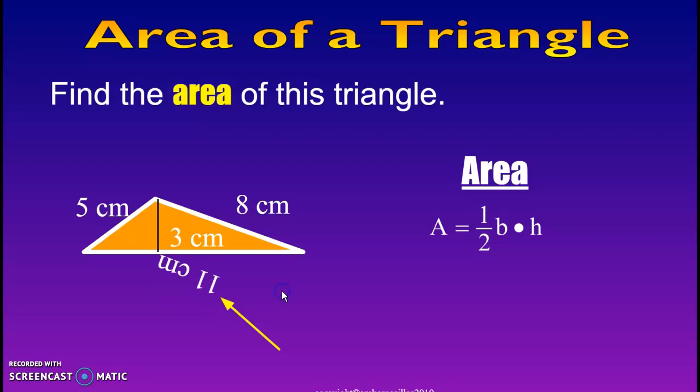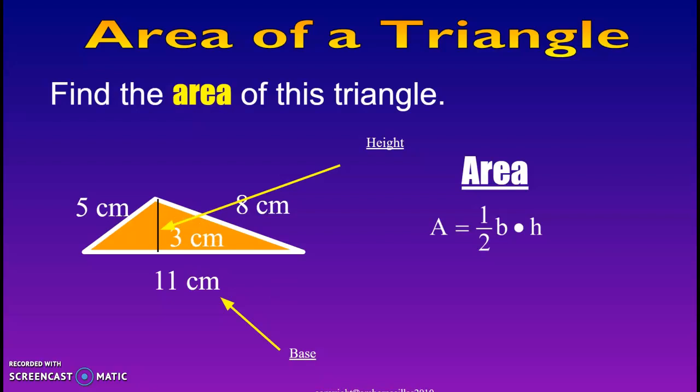11 centimeters represents the base of this triangle, but which one of these numbers represents the height? Remember that the height is going to be from the vertex to the base in any isosceles triangle or scalene triangle that is not a right triangle. Okay, so with that being said, I know that the height of this particular triangle is 3.